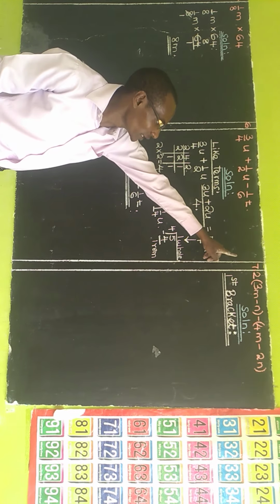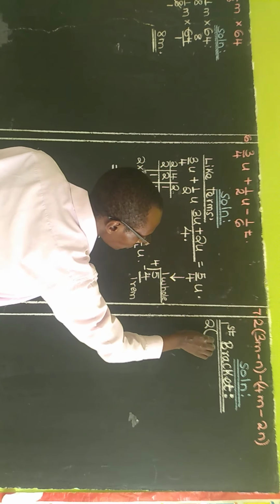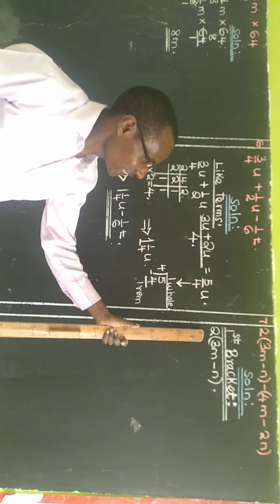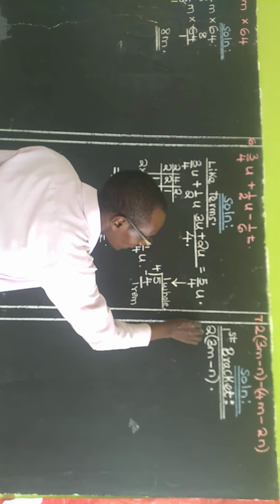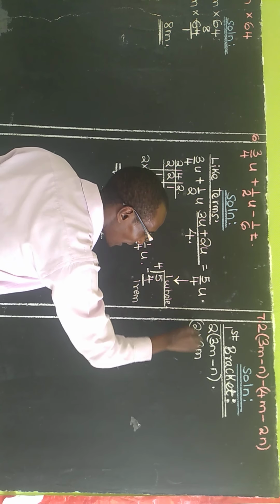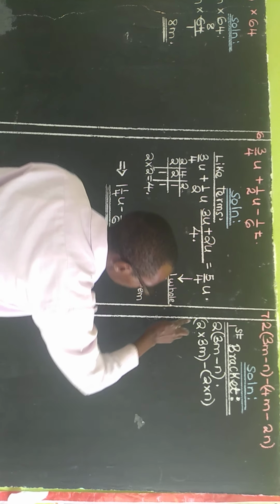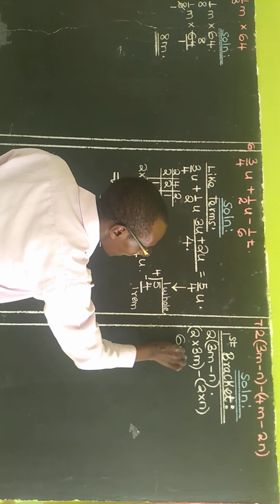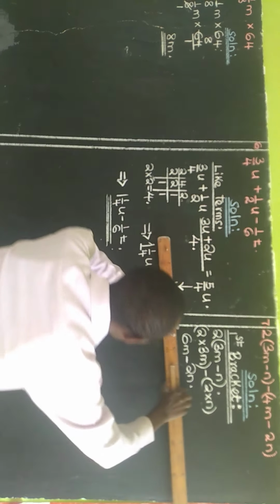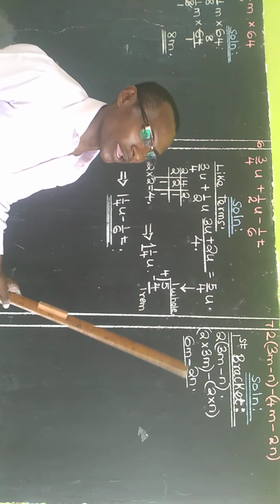Now, the last question we have. The first bracket, we open the first bracket, whereby we have 2 into 3m minus n. When opening the first bracket, pick the number outside the bracket and multiply by everything inside the bracket. In this case, 2 times 3m, then minus again 2 times n. So 2 times 3m gives you 6m, minus 2 times n gives you 2n. So the result for the first bracket is 6m minus 2n.